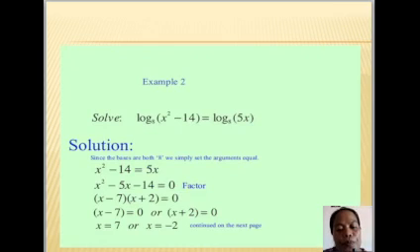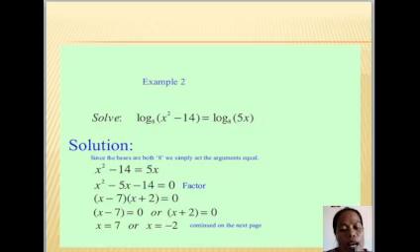With example 2, the logarithm of x squared minus 14 to the base 8 is equal to logarithm of 5x to the base 8. Since the bases are both 8, we simply set the arguments equal. So we have x squared minus 14 is equal to 5x. And we will apply the subtraction property of equality here. We will subtract 5x from both sides. So x squared minus 14 minus 5x is equal to 5x minus 5x. And we have here at the left side x squared minus 5x minus 14 is equal to 0.